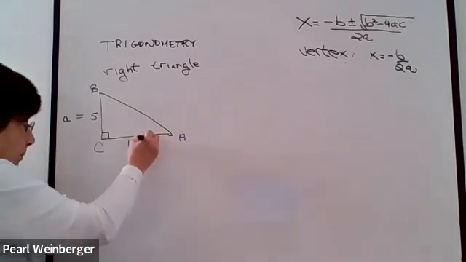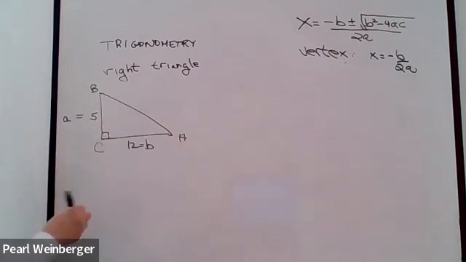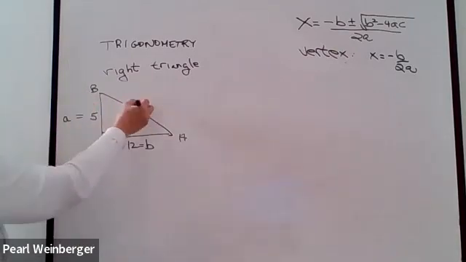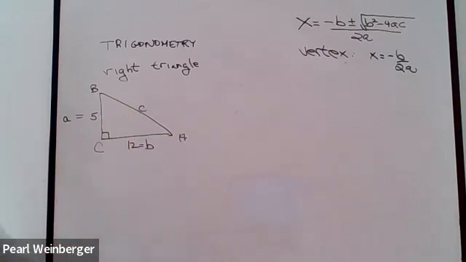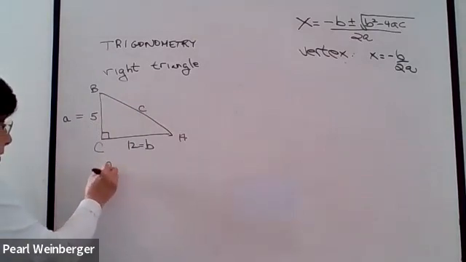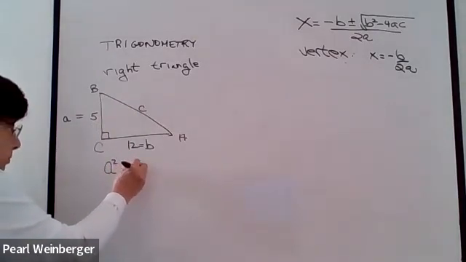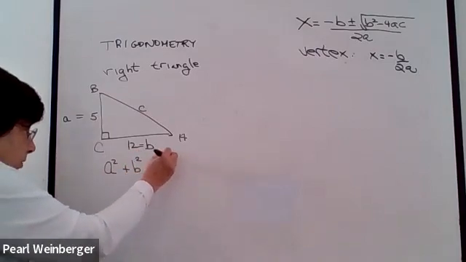This will equal side B, because it's across from angle B. And this is our small c. When it asks us to find that third side of the triangle, what we're looking for is the hypotenuse, this third side of the triangle. And again, it's a right triangle, so I know that a squared plus b squared will equal c squared.